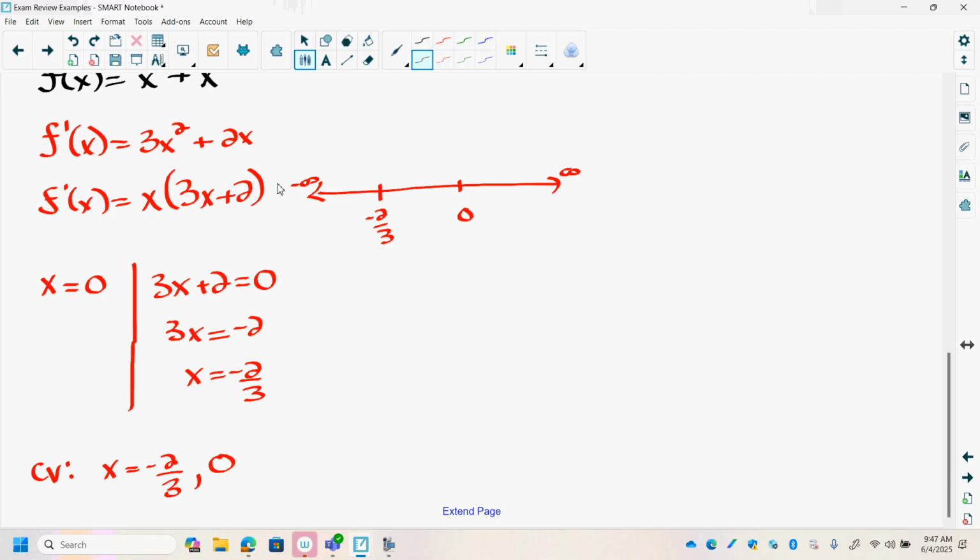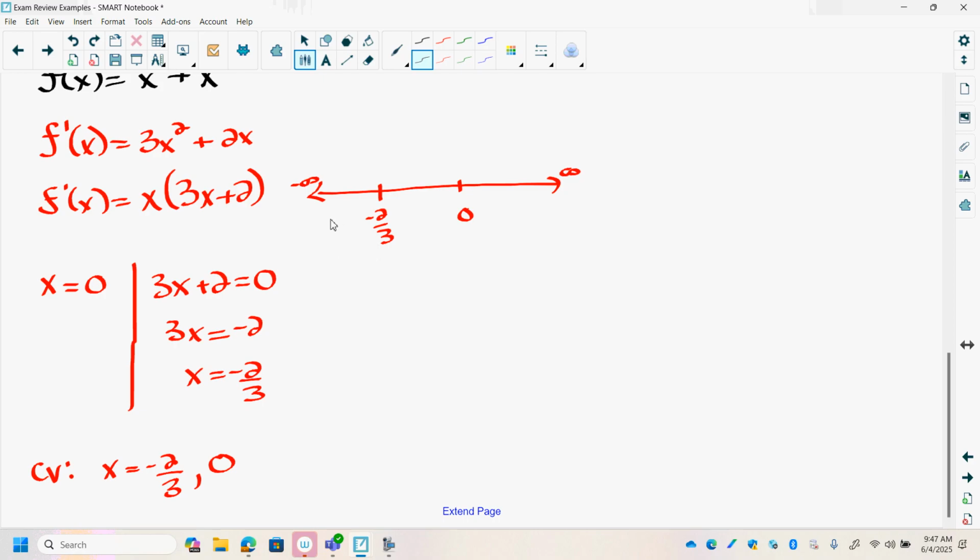Now, if I want to do the first derivative test, if I want to figure out if my derivative is positive or negative, because remember, if your derivative is positive, it means that your tangent lines would all be positive and your function would be what? Increasing or decreasing? Increasing. Okay? If your tangent lines are negative, if they have a negative slope, it would mean your function's decreasing. Cool? So let's pick a number between negative infinity and negative 2/3. Any number at all.